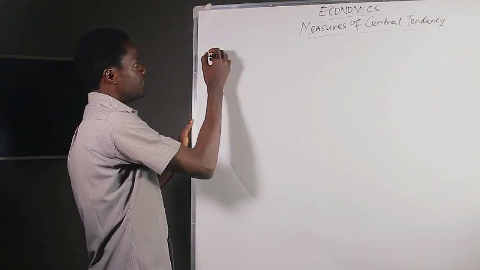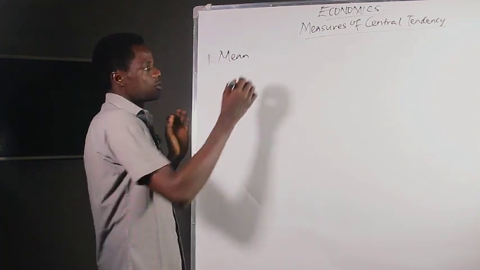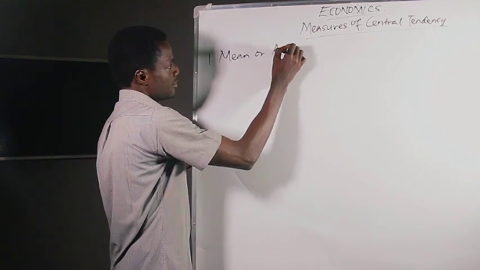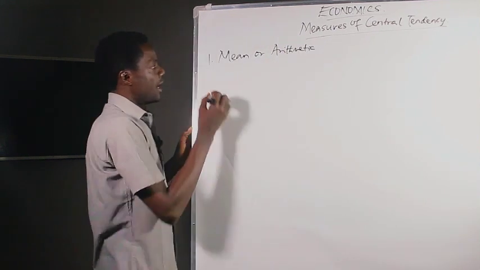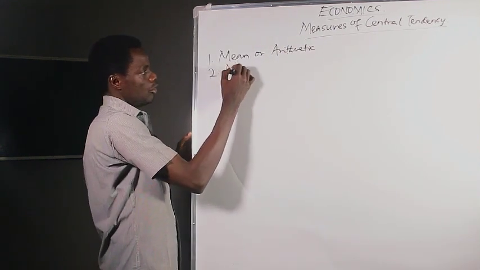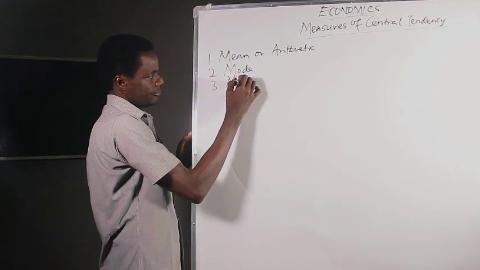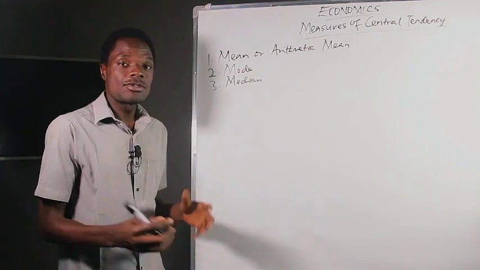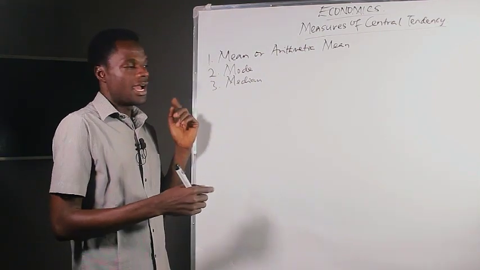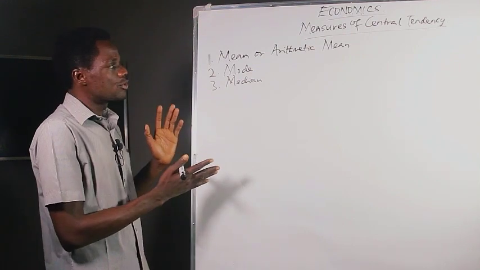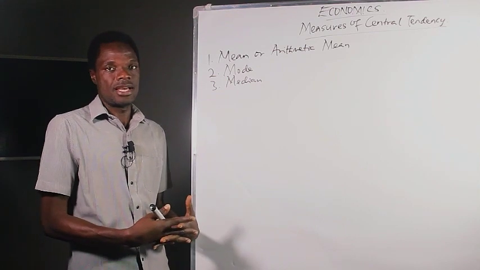It consists of mean, and in some cases it is called arithmetic mean, and mode, and finally median. This consists of mean or arithmetic mean, mode, and median. So these tools, we are going to see how they are calculated and how they try to describe the data.